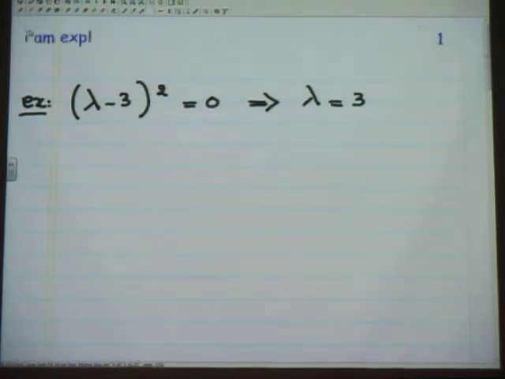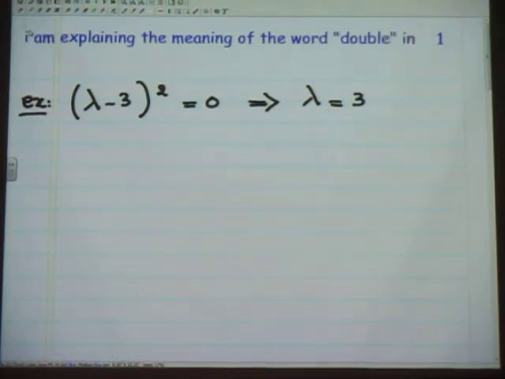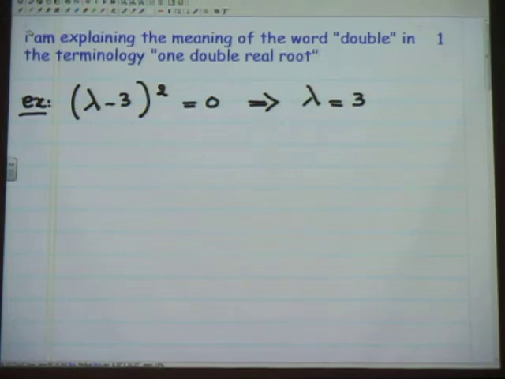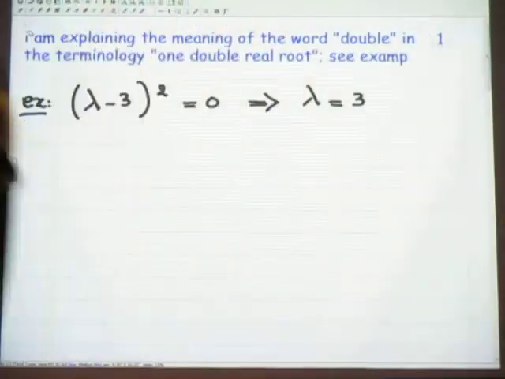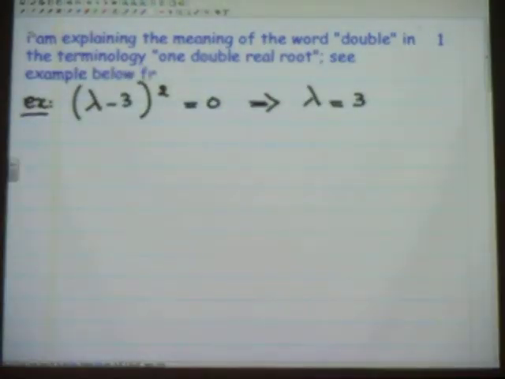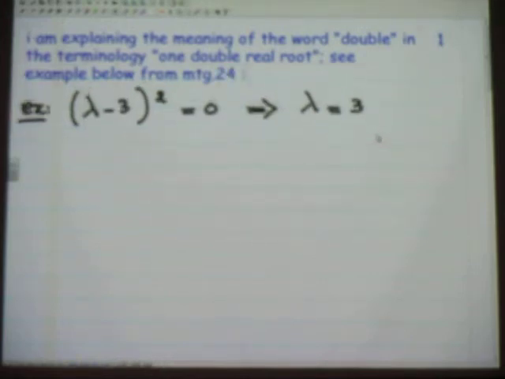I am explaining the meaning of the word double in the terminology. One double real root. See sample below for meeting 24. Okay. And so this is coming from meeting 24.